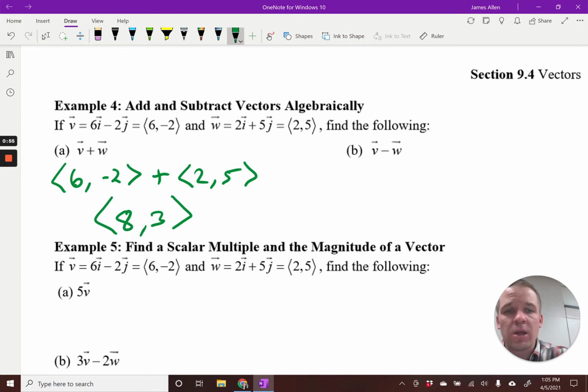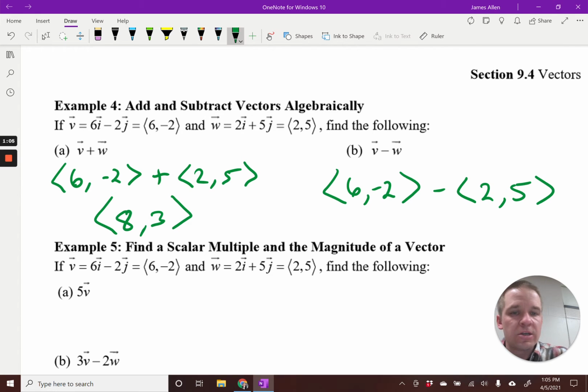For the next one, we got to make sure that we subtract, okay? So we got to distribute that negative through. So we'll have 6, negative 2 again, minus, and then 2, 5. So 6 minus 2 is 3. Negative 2 minus 5 is negative 7. Awesome. So that's it for those.